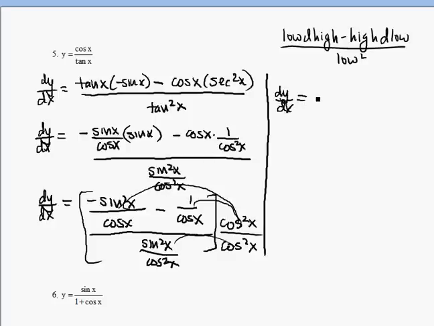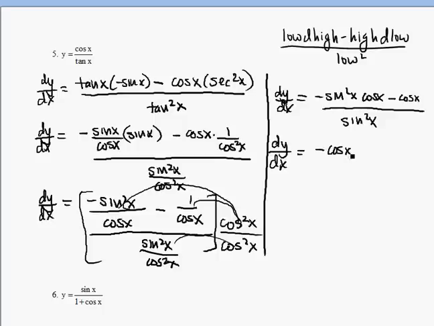I'm going to get negative sine squared x cosine x. Cosine squared times 1 over cosine is just cosine, so I'm just left with the cosine of x, all over the cosine squareds cancel, so I'm just left with sine squared x. The numerator, I can factor out a cosine of x, negative cosine of x, so negative cosine x times sine squared x plus 1 over sine squared x.